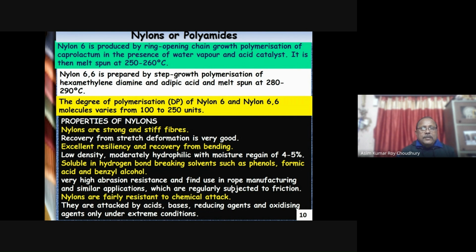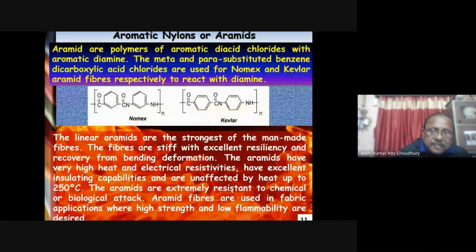Properties of nylon. Nylons are strong and stiff. Recovery from stretch deformation is good. Excellent resilience and recovery of bending. Low density, moderately hydrophilic, moisture gain 4 to 5%, soluble in hydrogen bonding solvents like phenol, formic acid, and benzyl alcohol. Very high abrasion resistance, and that's why it is used in rope making and similar applications for materials which are subjected to constant friction. Nylons are fairly resistant to chemical attack. They are attacked by acid, base, reducing agent, oxidizing agent only under extreme conditions.